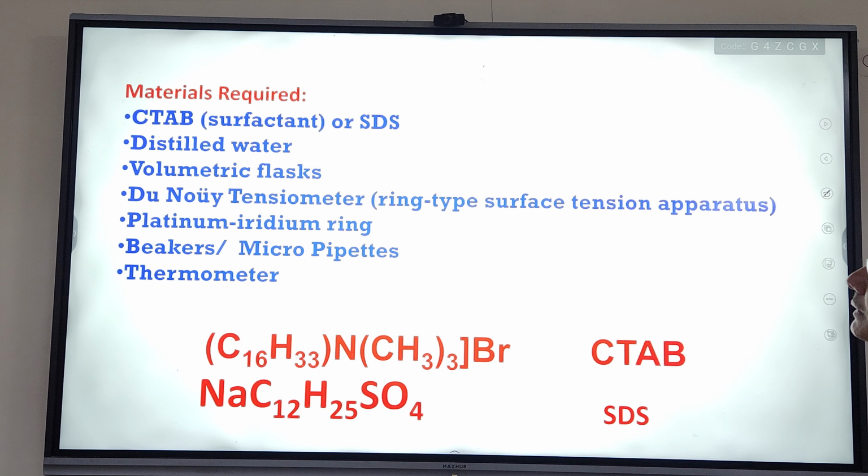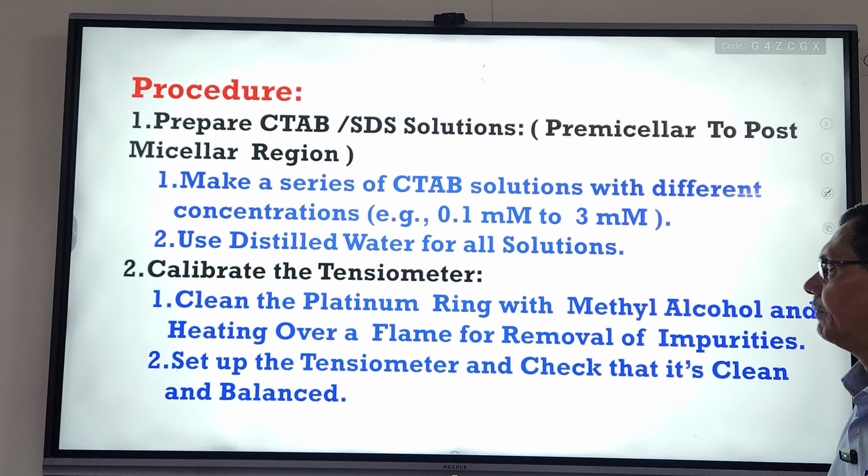मैं आपको दो surfactant देंगे. One is cetyl trimethyl ammonium bromide. You see, this is the tail, this is trimethyl ammonium is the head, and bromide is the counter ion. ये कैटायनिक देंगे, और एक हम देंगे आपको सोडियम डोडेसाइल सल्फेट SDS, इज एनायनिक सर्फेक्टेंट. आप जब एक्सपेरिमेंट करेंगे तो आपको मैं सारी चीज़ को दिखाऊंगा. वी नीड डिस्टिल वाटर, वॉल्यूमेट्रिक फ्लास्क, टेंसियोमीटर, प्लेटिनम रिंग, माइक्रोपिपेट, थर्मोमीटर्स, एक्सेट्रा.